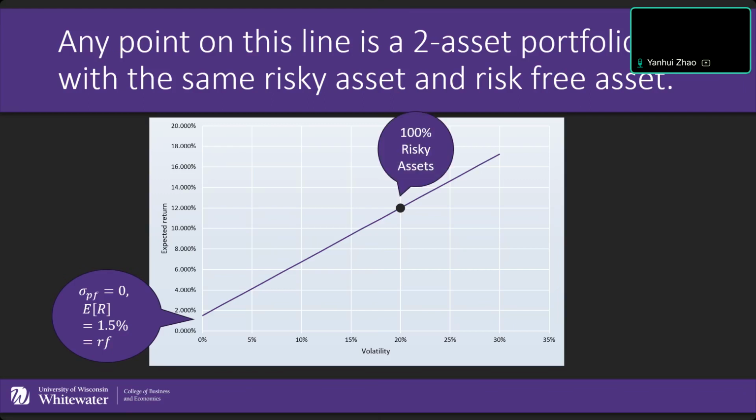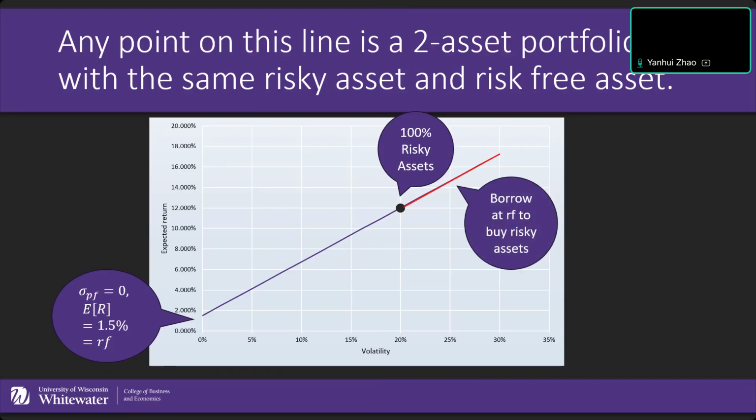Here it's 100% on the risky asset. We invest 100,000 US dollars on the risky asset. Do not invest in T-bills. So we found that the expected return is 12% and volatility is 20%.